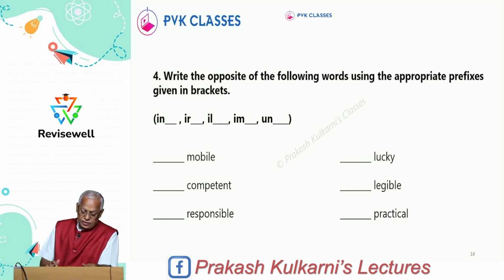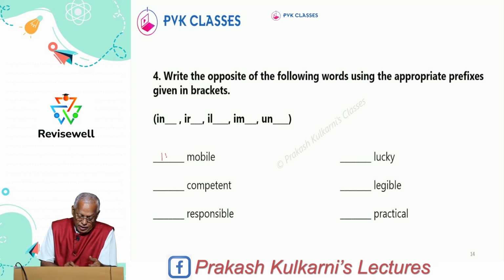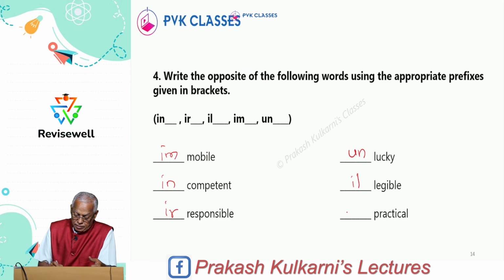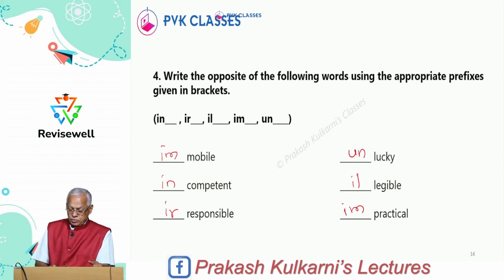Next is the fourth exercise. Mobile, that is immobile, not moving. Competent, incompetent. Responsible, irresponsible. Lucky, unlucky. Legible, illegible. Practical, impractical. So this way we use prefixes to make negative words.